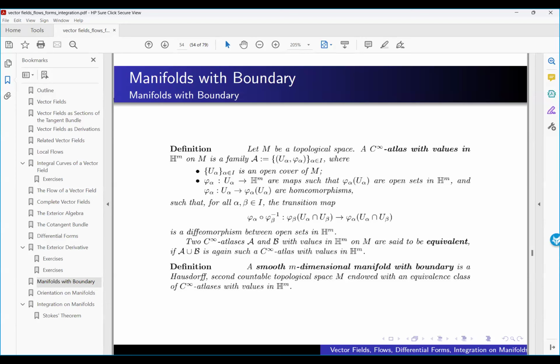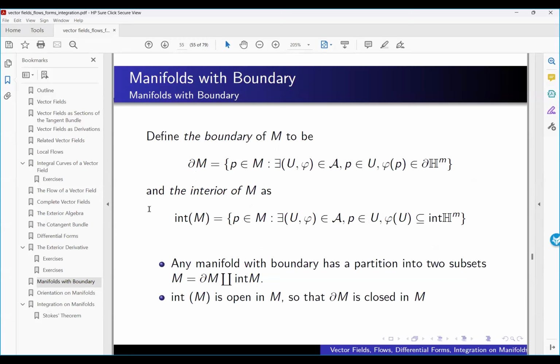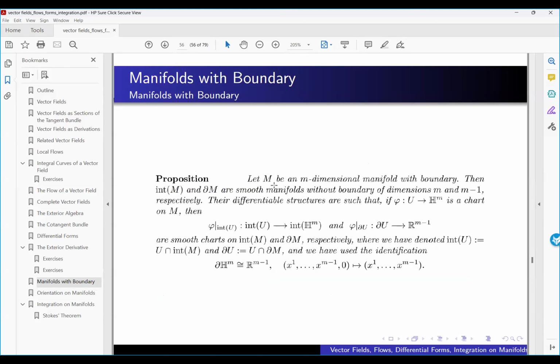We can have some sort of a boundary there, but we know how to deal with this. So something like this is called a smooth n-dimensional manifold with boundary. This is just because we need something like this when we talk about integration on manifolds. I'm defining here the boundary and the interior. Every manifold with boundary can be partitioned into two subsets: its interior and its boundary. The interior is open, the boundary is closed, right?